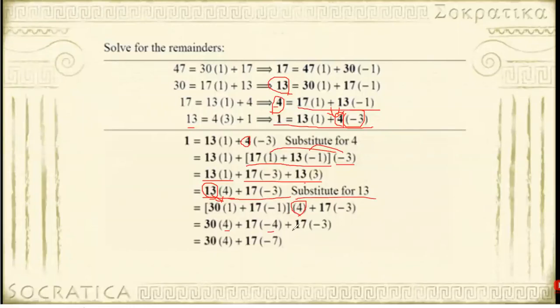So 4 plus 17 into minus 1 into 4, that is minus 4, plus 17 into minus 3. So again, we can add both the terms, minus 3 plus minus 4, that is minus 7. So 13 into 4 plus 17 into minus 7. So 13 is completed now. Now we can move to the 17. So what we can do, we can put this value here for the 17.